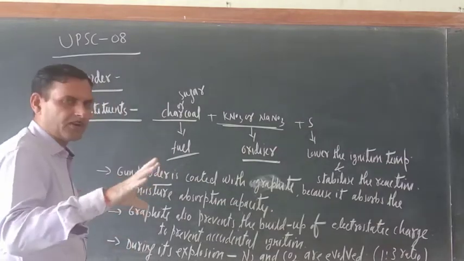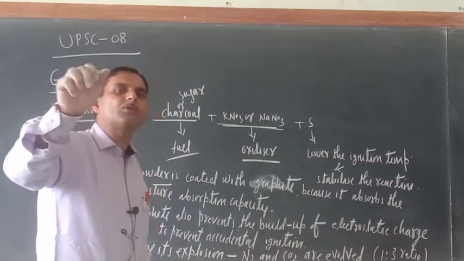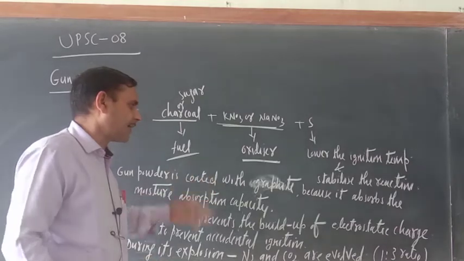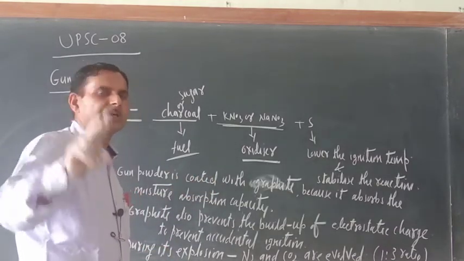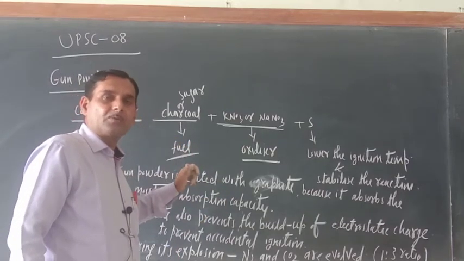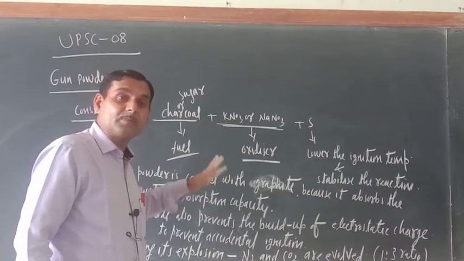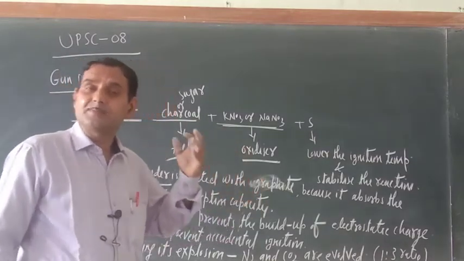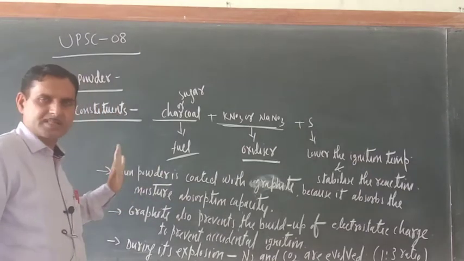Now just try to understand. Gunpowder is found in small granules. These small granules are coated with graphite. So what is the function of graphite? Graphite is doing basically two works. Number one, if it is coated on the gunpowder granules, its moisture absorption capacity will reduce. So the graphite layer is preventing moisture absorption. That is the first thing.